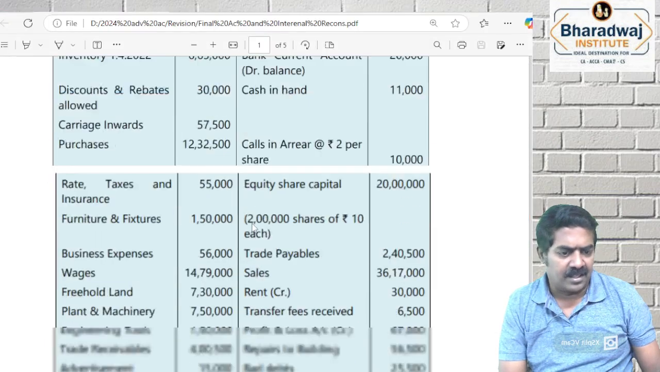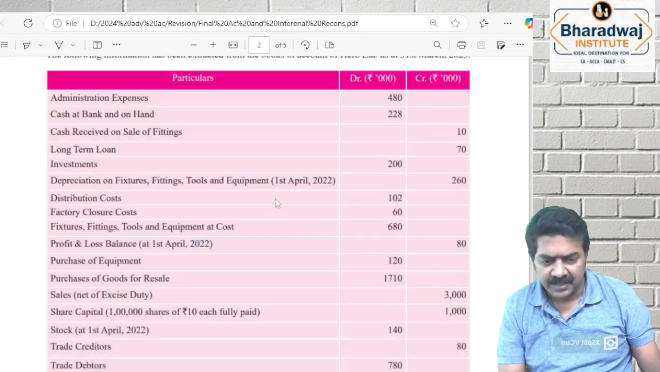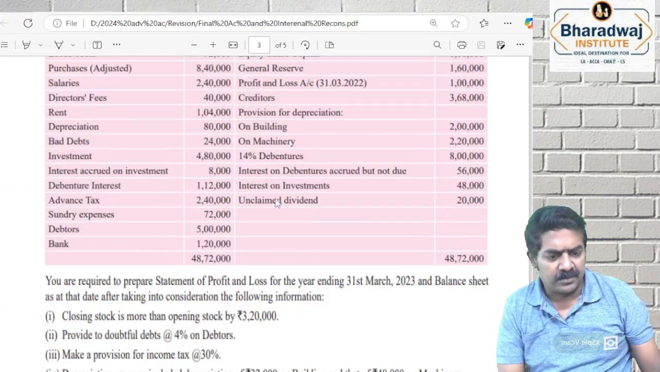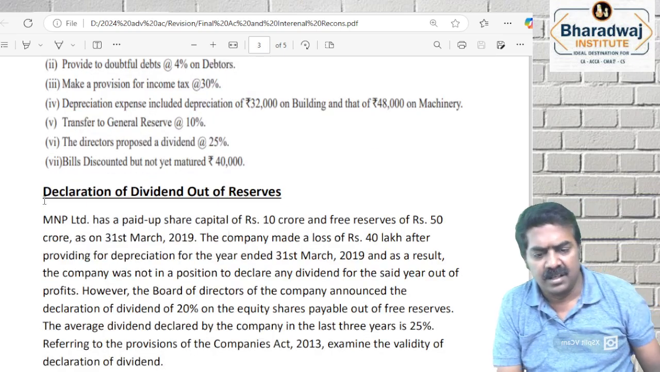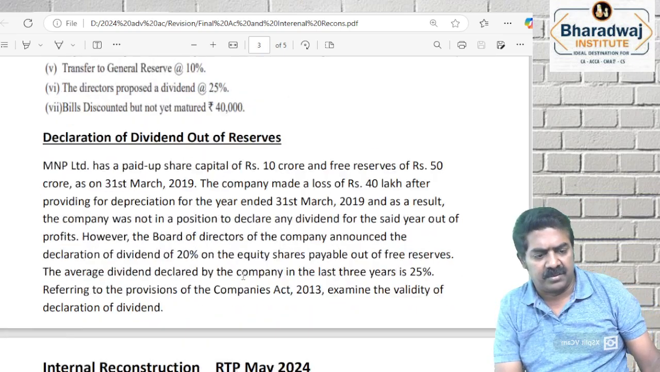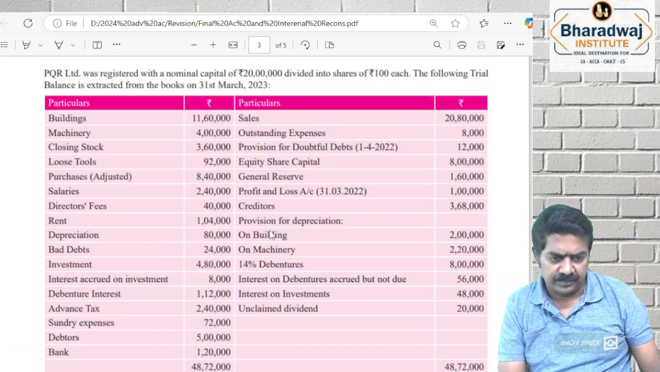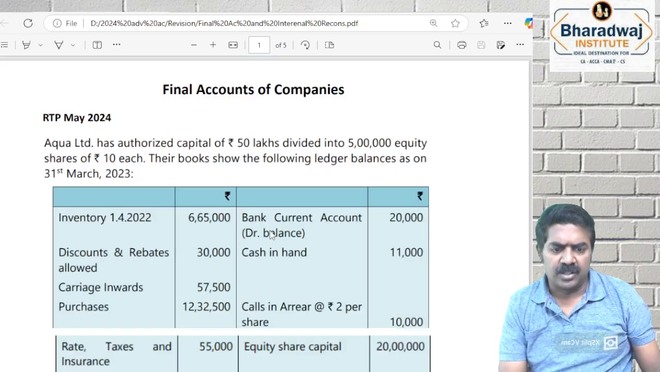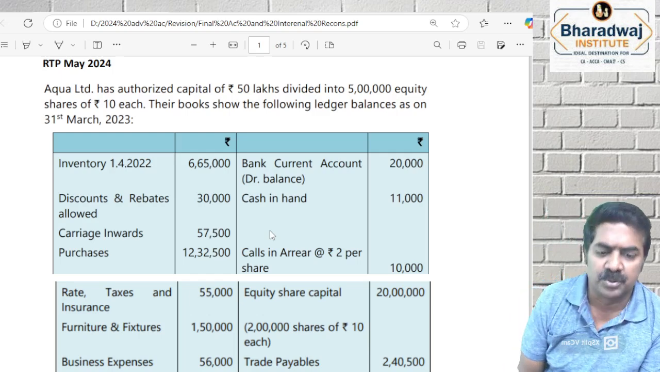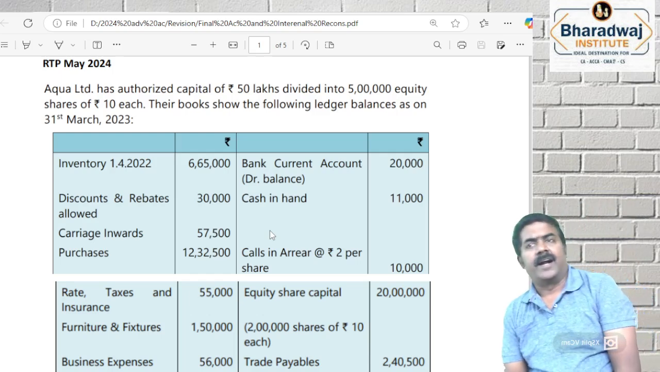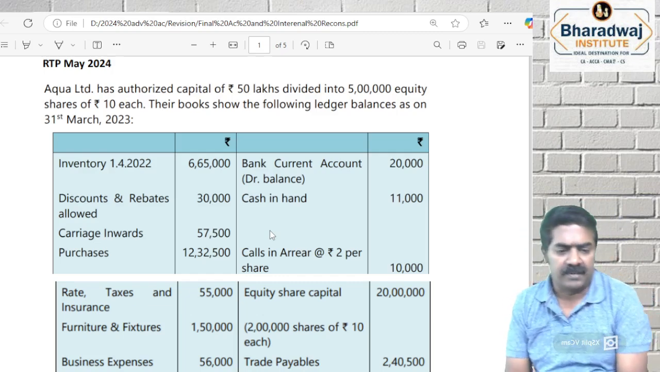Then I've selected these questions. One is from your RTP. Second is from the past examination questions. These are not solved in the class. And rules relating to declaration of dividend like that we are going to see. Thereafter, internal reconstruction, we will move on. Shall we? Look at the first question. You can just go through the digital copy also. Just go through the first question. Identify, is it a P&L account item or a balance sheet item? Then we will start solving.